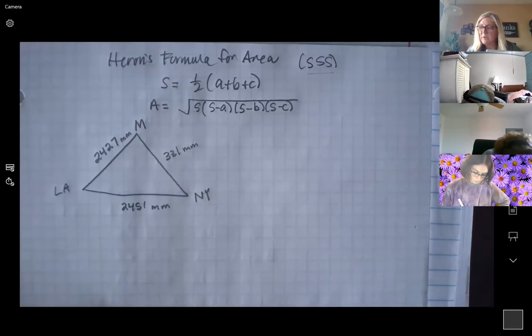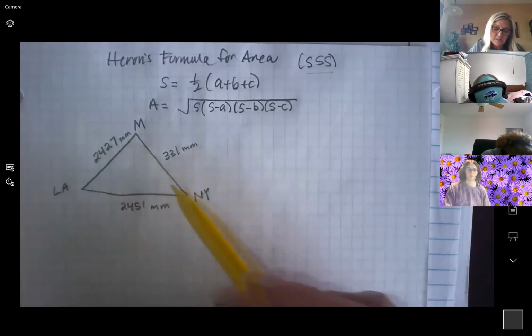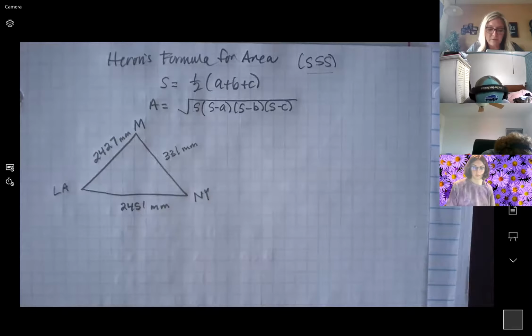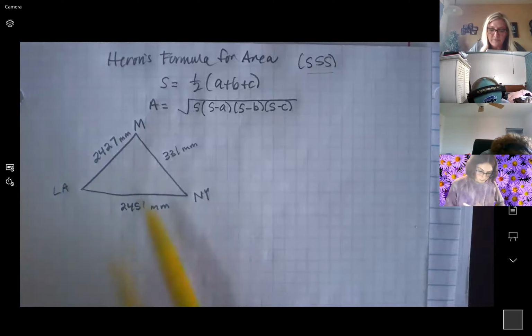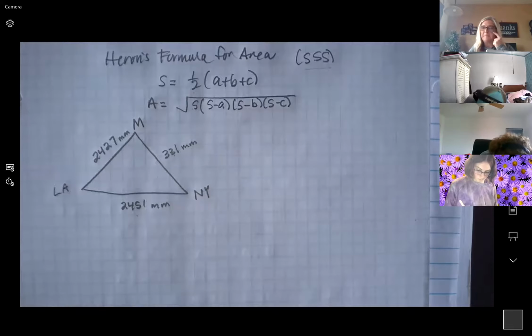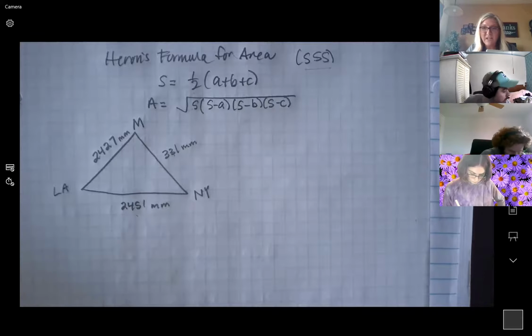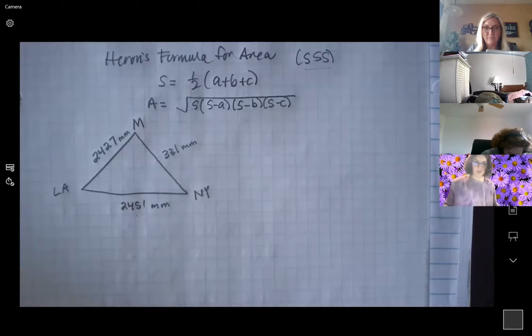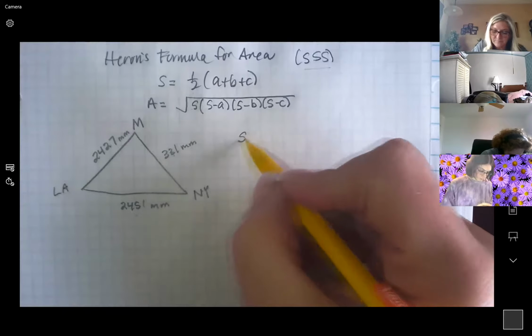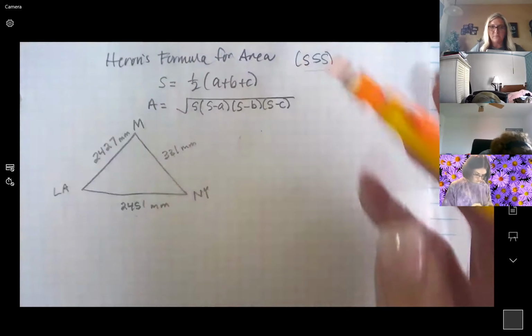All right, so what I want you to do is tell me, what is the area within that triangular region between those three cities? So you want to find S first, right? You know your three sides, and then put it into the area formula. It's kind of a lot to write out, but I do want to see you write it out. I'm going to do mine below so you don't see me do it.